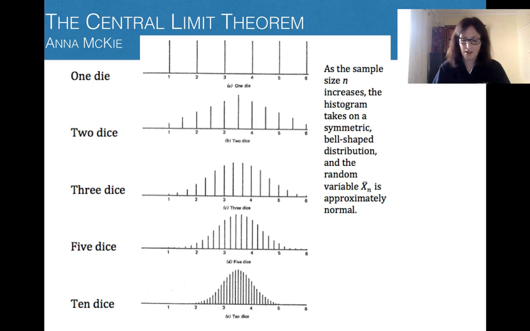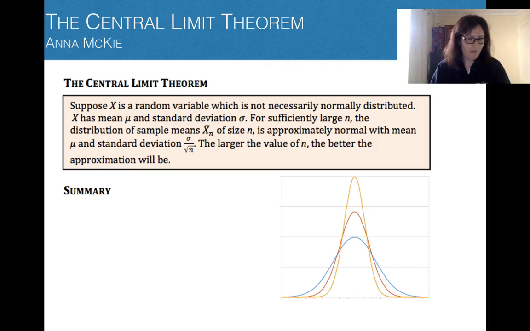So in more official terminology, the central limit theorem officially says, suppose x is a random variable which is not normally distributed. So x is the outcome you get from rolling a die in this case, and that wasn't normally distributed. It has a mean of mu, 3.5, and a standard deviation.